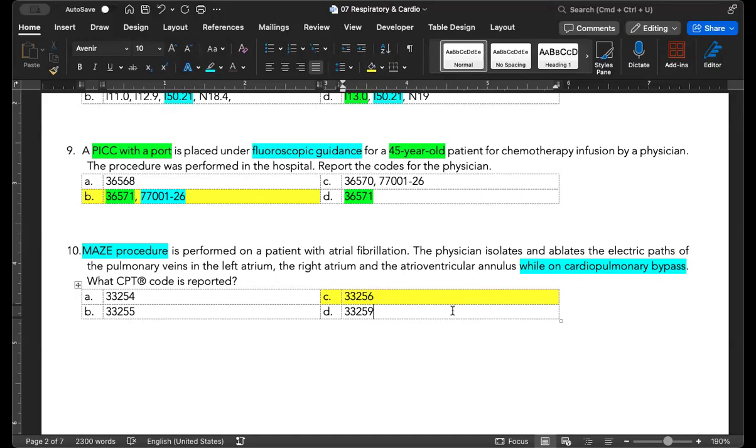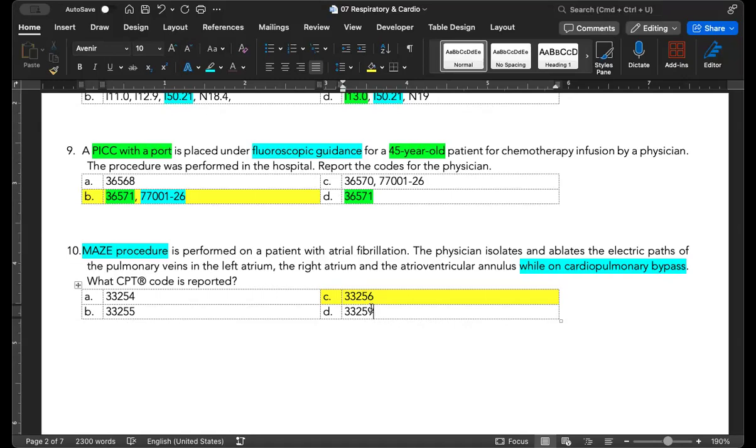Yes, number C. Say that again for me, Xenia. Yeah, number C. Yep. All right, 33256, because again, it's a regular maze procedure, not a modified maze. And then it was with your cardiopulmonary bypass, which is going to give you your 56. Perfect. Awesome.